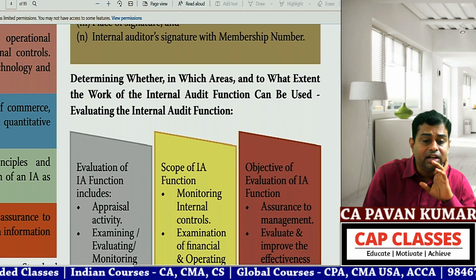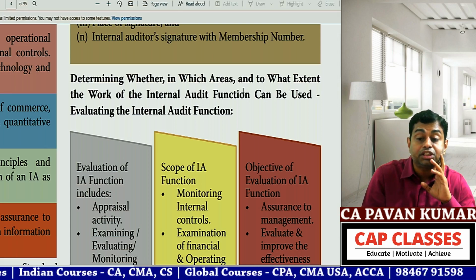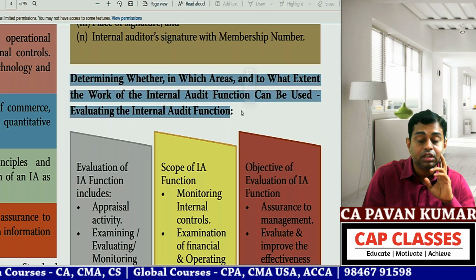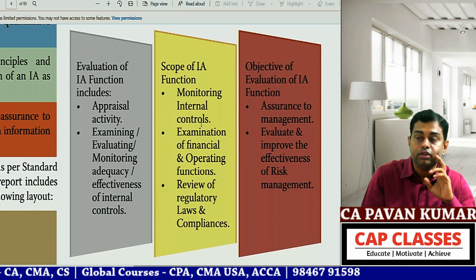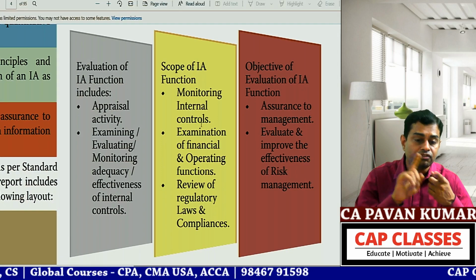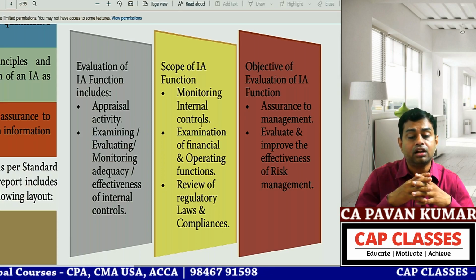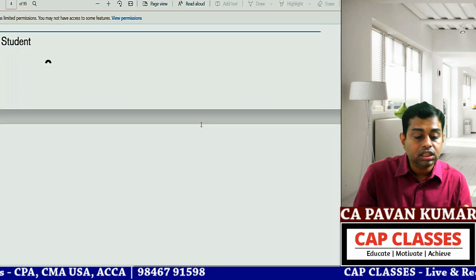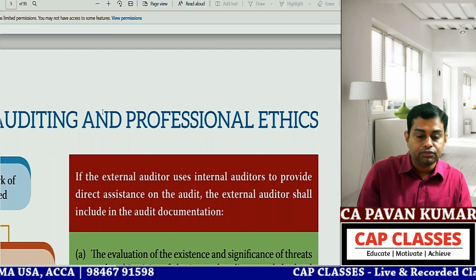Okay, now look here. Determining in which areas and to what extent the work of the internal audit function can be used. That means evaluating the internal audit function. Read these three beautiful points. Evaluation of the internal audit function includes appraisal, examining or evaluating, monitoring adequacy and effectiveness of internal controls, and scope of the internal audit function. So wait one second. This is not what we have discussed till now. This one.